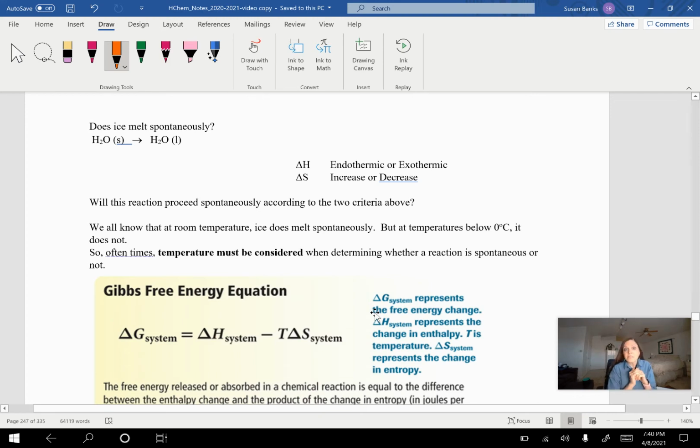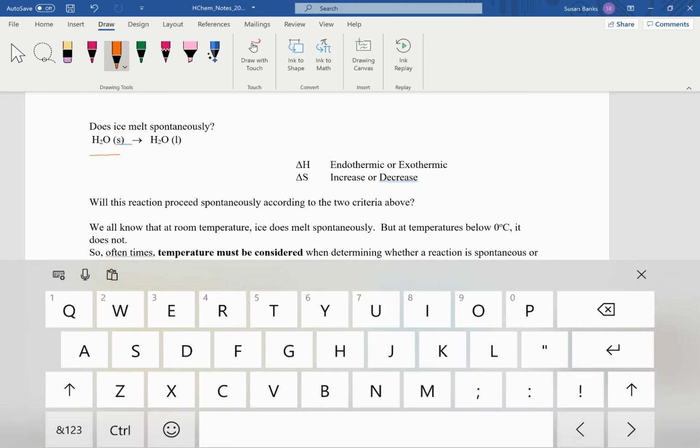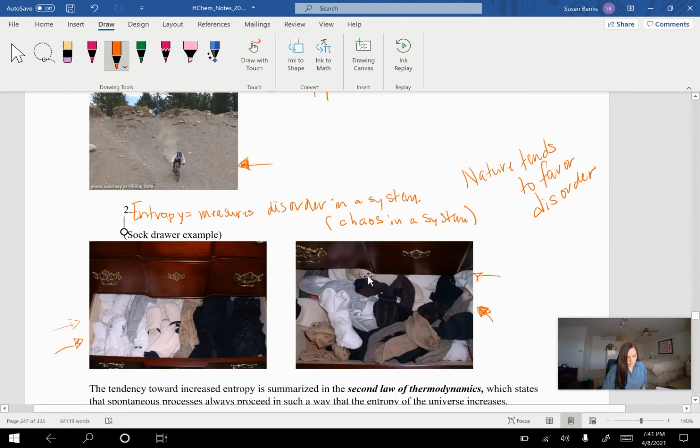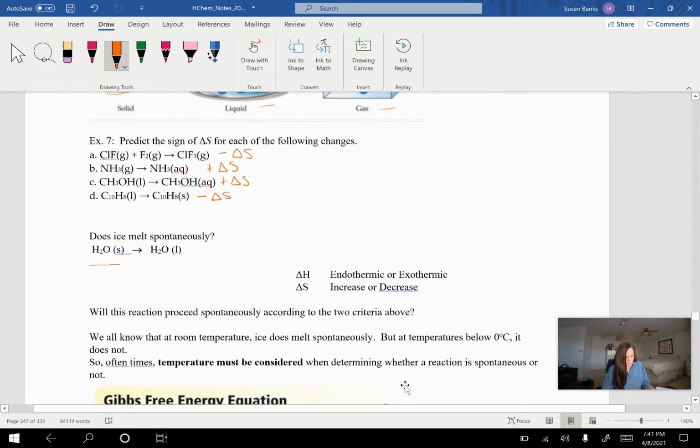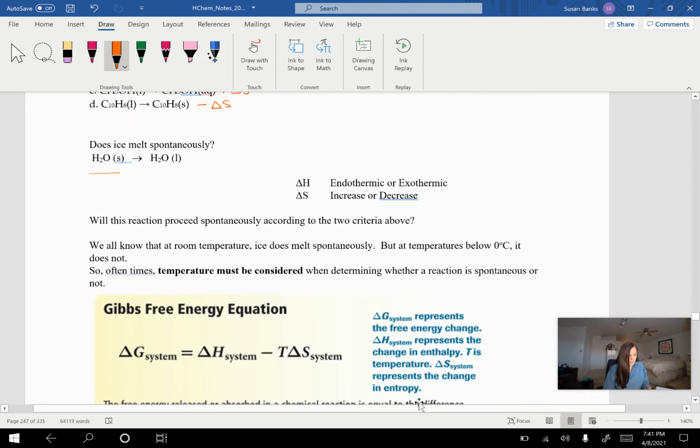All right, Honors Chem, today we are going to use our newfound knowledge of enthalpy, and we're going to start learning how to calculate whether reactions are spontaneous or not. We're going to start off with a reaction that we all know fairly well: solid ice, or solid water, melting to liquid water. Now, the question here is, does this happen spontaneously? Does ice melt spontaneously? So let's think about this reaction.